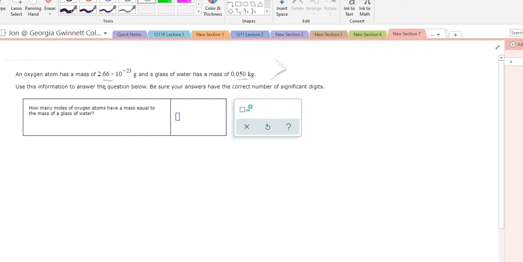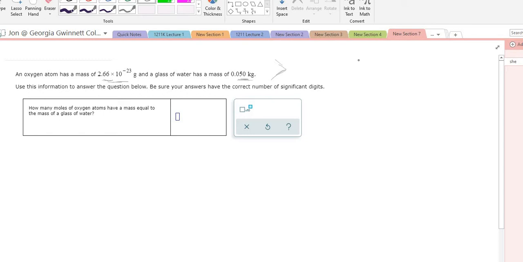Okay, an oxygen atom has this mass, really light, and a glass of water, and they give it to us in kilograms for some reason. And they want to know how many moles of oxygen atoms have a mass equal to the mass of a glass of water. Okay, so we can probably do this.